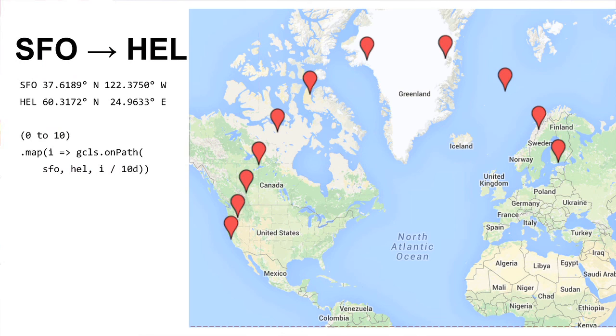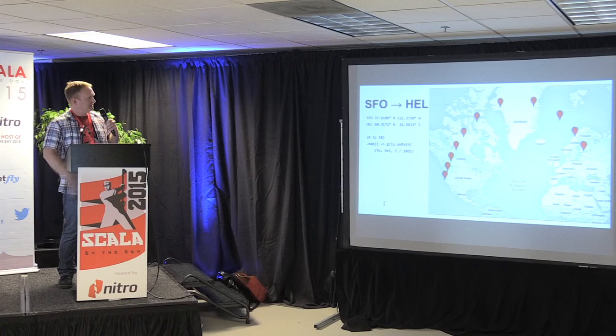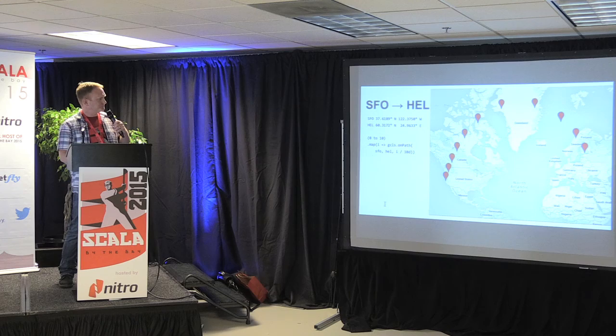And here's just a proof that it works. We're just generating from 0 to 10 by tenths the waypoints along the way. So these are all actually equidistant, but you can see they kind of spread out. And just like the earlier slide, they arc over Greenland. And so that was just a lot of fun.